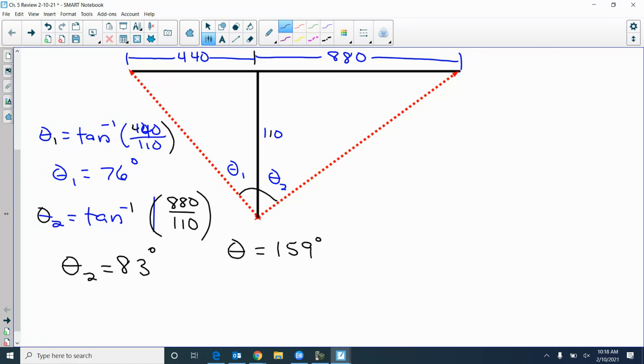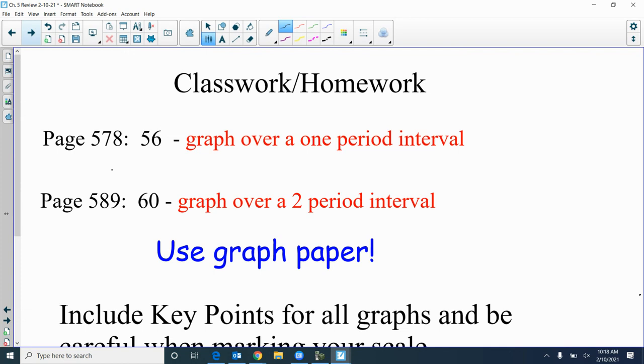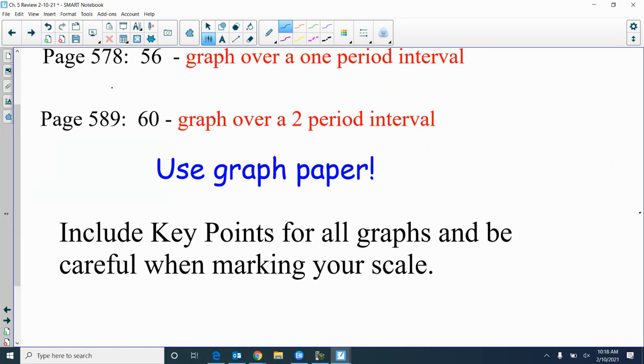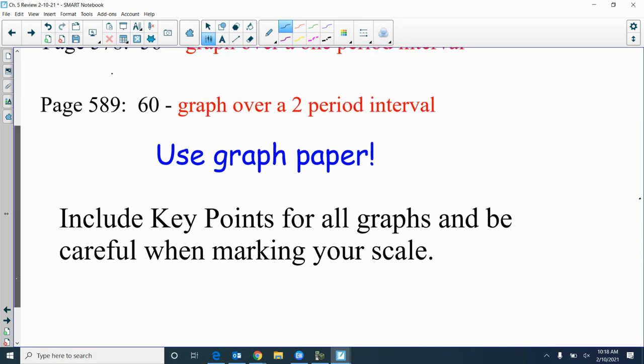All right, now I looked through most of the ones that I got turned in on the homework. I want to make sure we're good on these. Number 56, you graph over 1 period interval. Number 60, over 2 period interval. 2 period interval means you have 2 branches. Okay, I need to see both of those. I only need to have the points for the one. All right, Lane, did you fix yours yet? No. Oh, okay. Include the key points for all graphs, and you will be careful in making your scale.